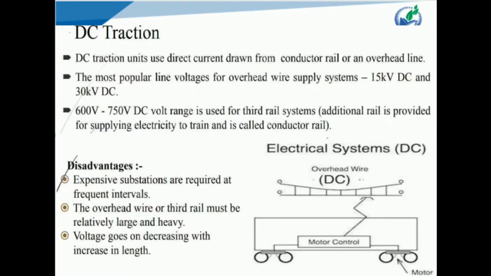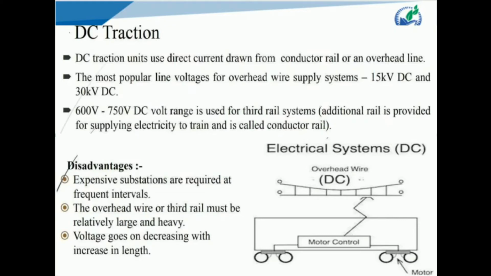In the figure we can see the electric system of DC. The overhead wire carries the DC supply, and the current collector collects the DC supply and gives it to the motor control, and the motor control controls the speed of the motor and gives the supply.